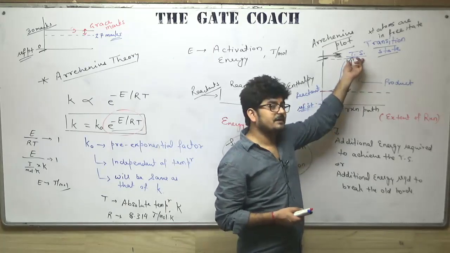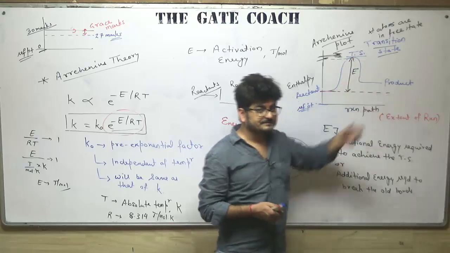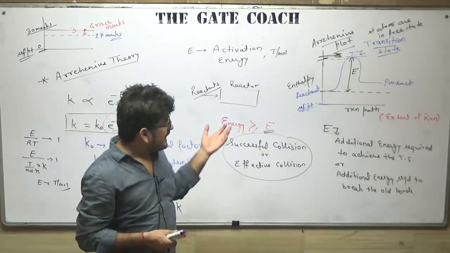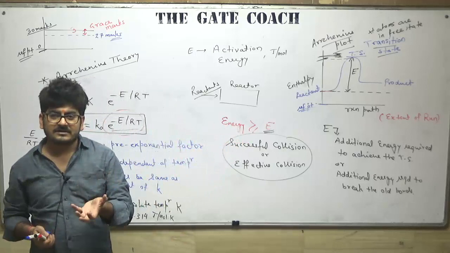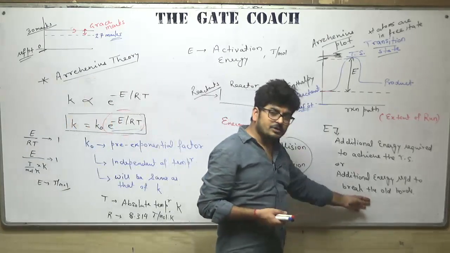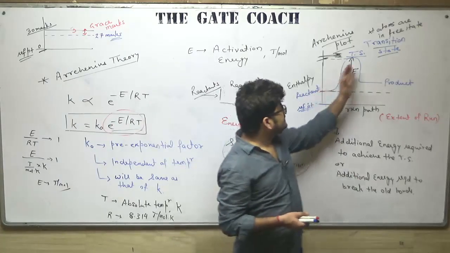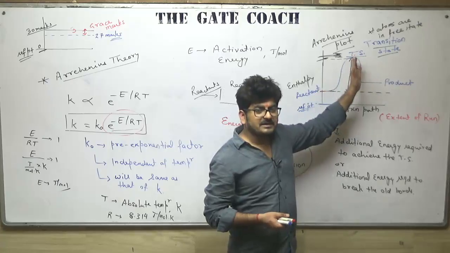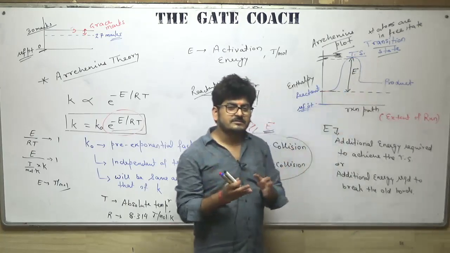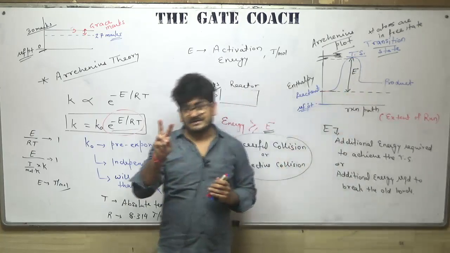So that is Arrhenius theory. They are the reactants, and when those reactants get the minimum energy required to break their bonds, they achieve the transition state. And when those atoms are in transition state, when all those atoms are free, they have two choices.